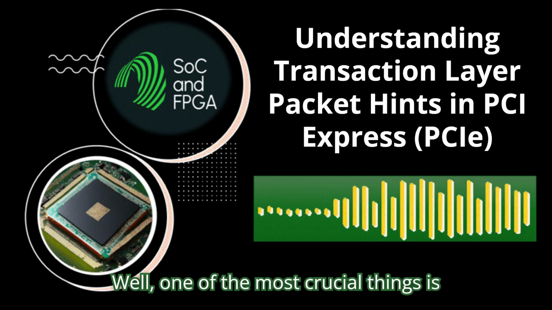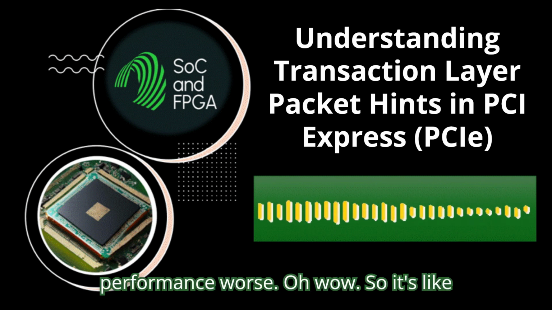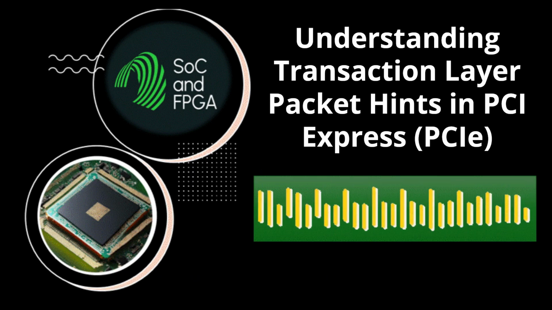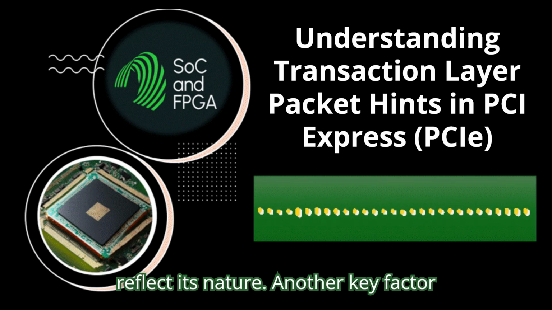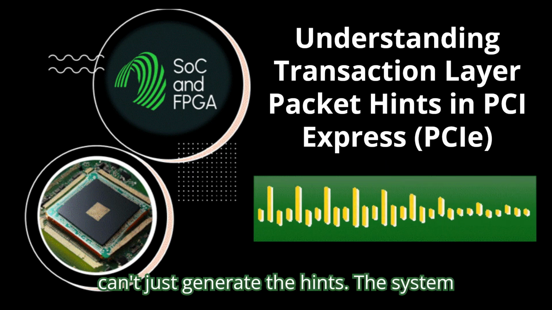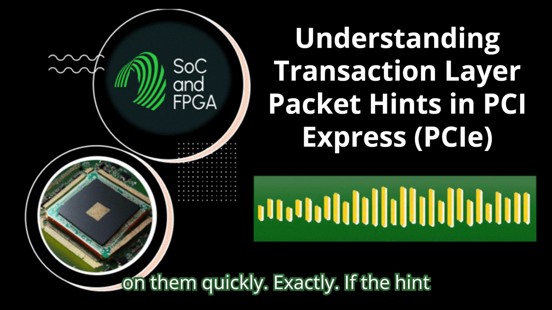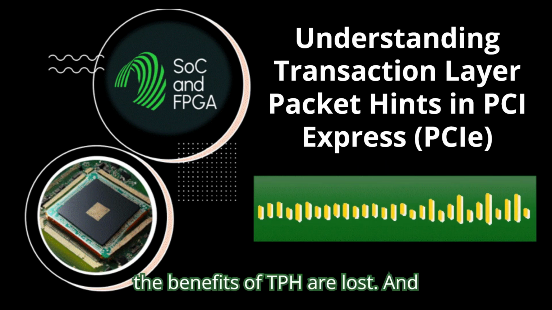Well, one of the most crucial things is accurate hint generation. Makes sense. Inaccurate hints can actually make performance worse. Oh, wow. So it's like giving someone bad directions, sending them on a wild goose chase. Exactly. Developers need to really understand the data and create hints that actually reflect its nature. Another key factor is efficient hint processing. So you can't just generate the hints. The system also has to be able to understand and act on them quickly. Exactly. If the hint processing itself becomes a bottleneck, the benefits of TPH are lost.